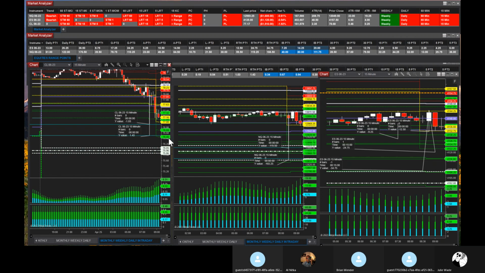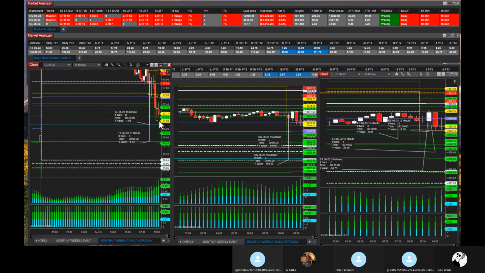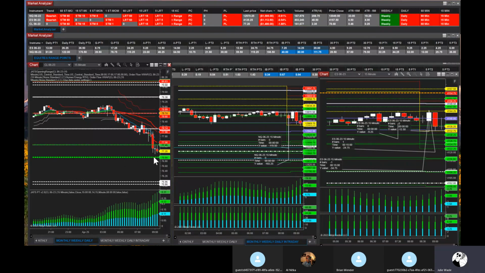Then we've got a little bit of support at 77, and I've got my range calculation there at 76.91. So that would be just right here in line with the daily 3. So all roads leading to this daily 3.